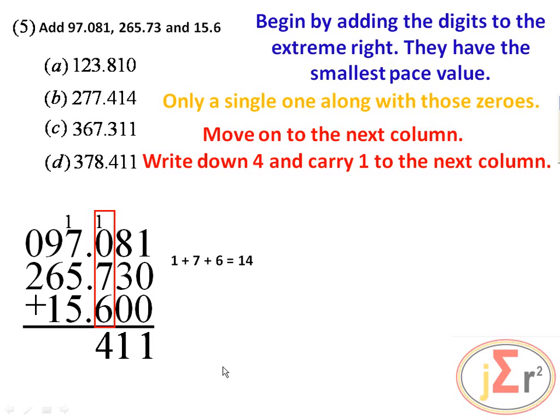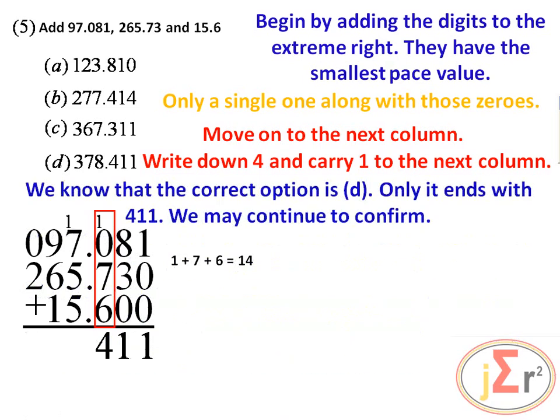But do we just jump over and start to add again? No, we put it in the decimal point. Right, so we need to include the decimal point. So let us include the decimal point. We know that the correct option is D. Only it ends with 411. We may continue to confirm.